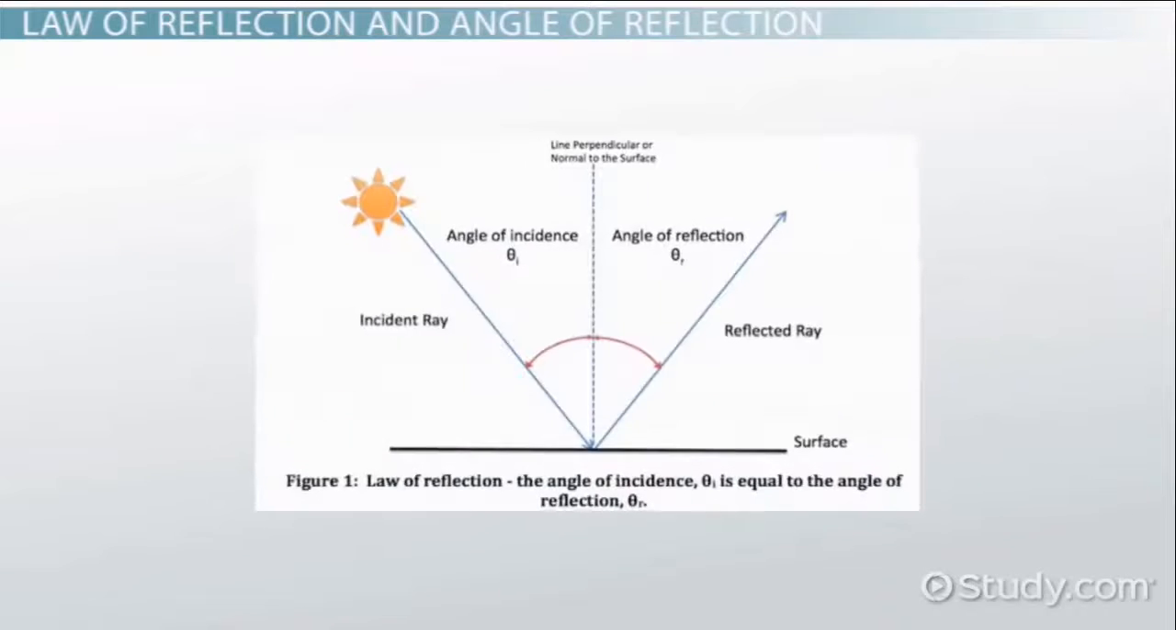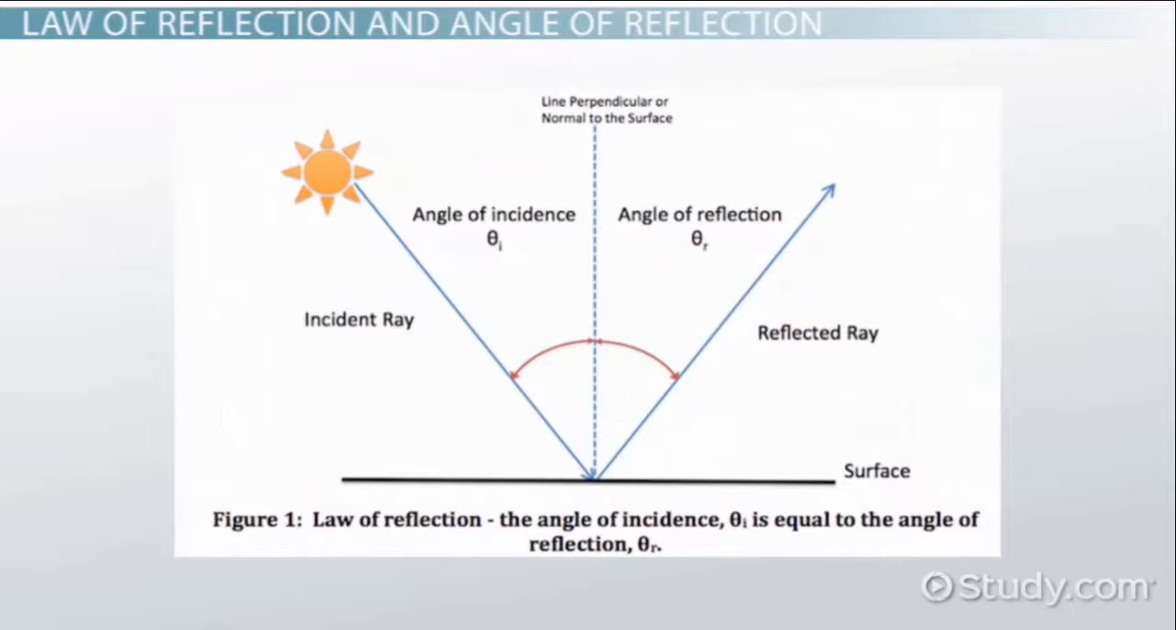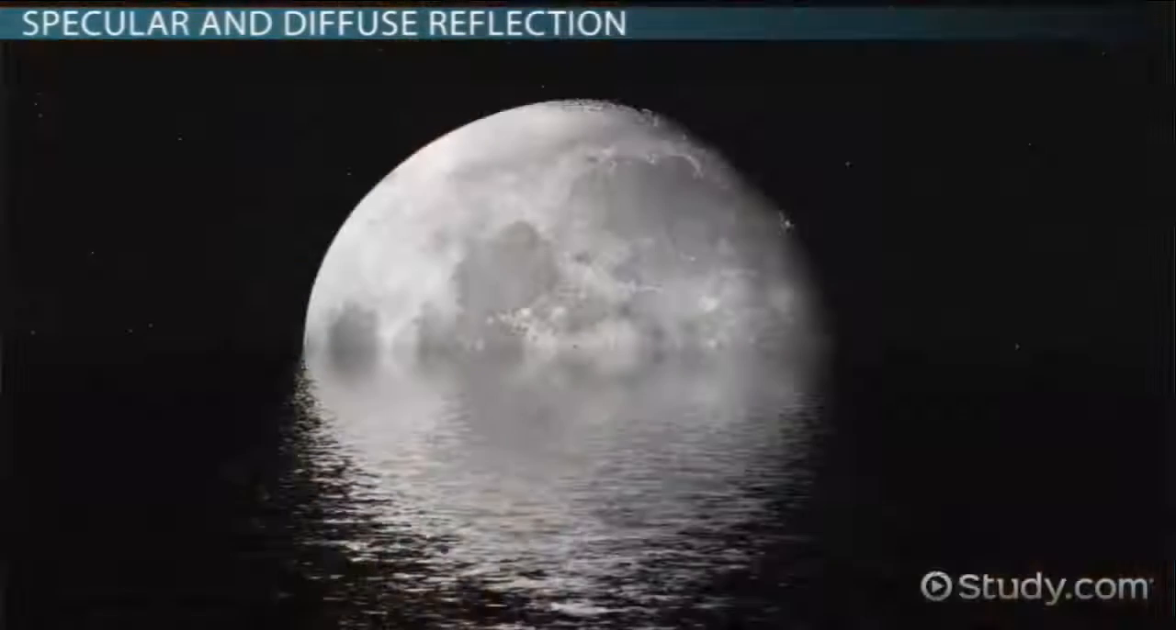Here we see an illustration of the law of reflection, where the vertical dashed line is normal, perpendicular to the surface. The angles of incidence and reflection are measured relative to the dashed line. We can therefore say that the law of reflection states that the angle of incidence, θI, is equal to the angle of reflection, θR. Reflection occurs on both smooth and uneven surfaces.